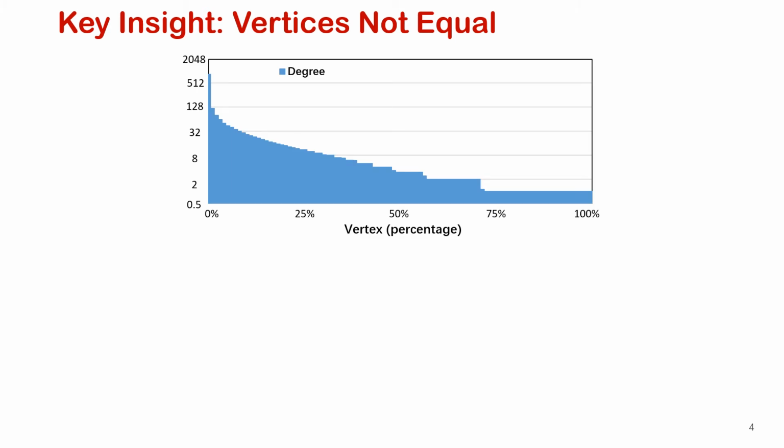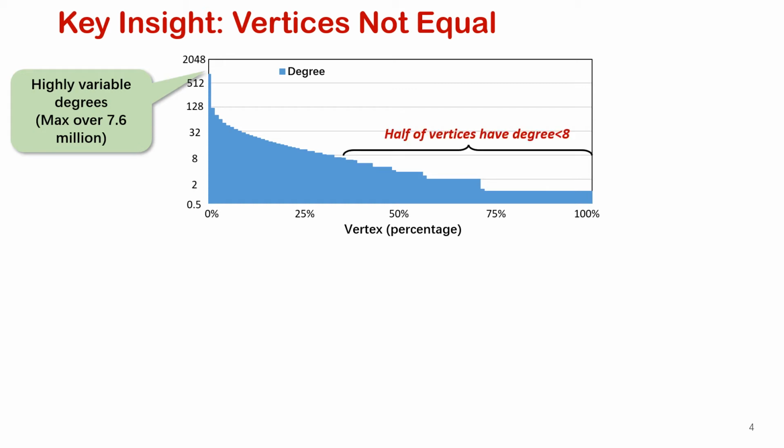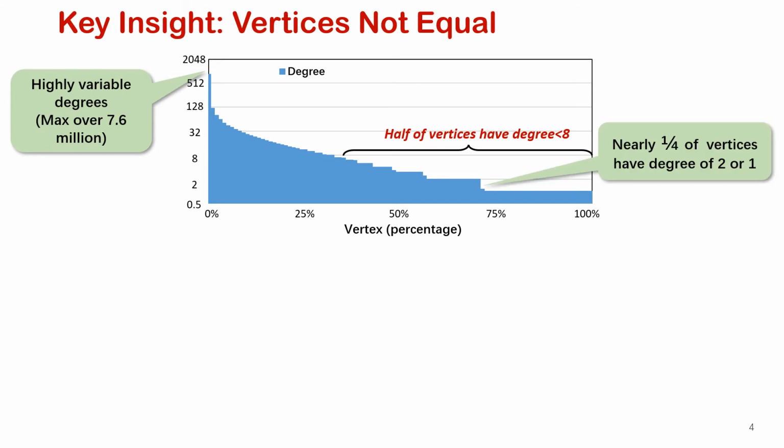Here we have the degree distribution of the largest real-world graph used in our evaluation, from Yahoo, with 700 million vertices. We sort them by degree and plot the average degree of each 1% group, confirming the well-known power law degree distribution. Though the average is only around 1,000, the degrees within the first few groups vary a lot, with the highest degree vertex having over 7 million edges. Meanwhile, half of the vertices have a degree under 8, and about half of those have only 1 or 2 edges.